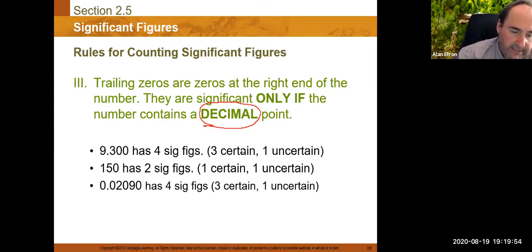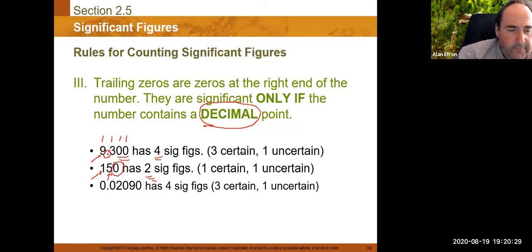When we look at this here, we start counting at the 9. So that is 1. The 3 is 2. These are zeros that come at the end. They are significant because of the decimal point that is there, and that is why it would have 4 significant figures in this case. Coming to our 150, this is significant, starting to count. This is significant. This is a 0 at the end, does not have a decimal point in it, so it would have 2 significant figures.